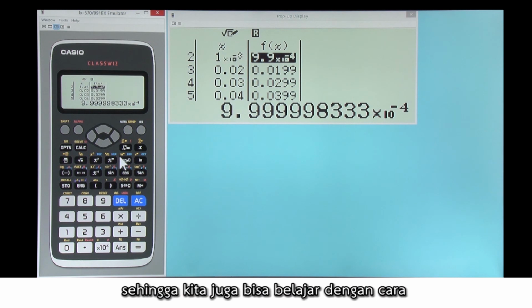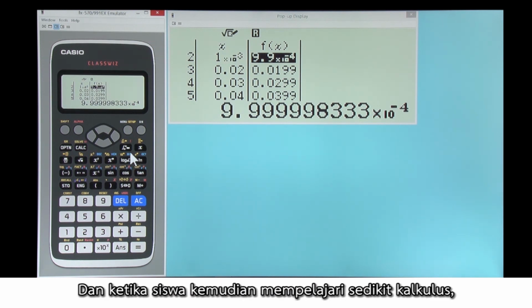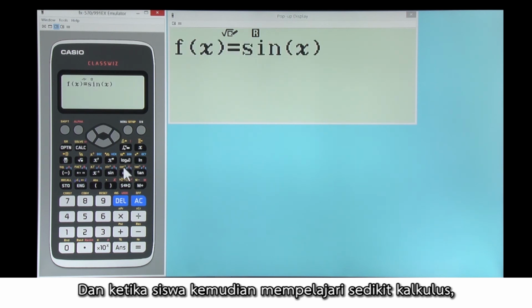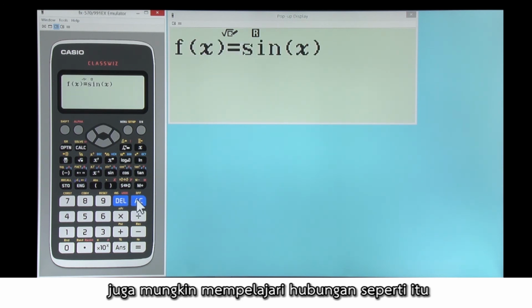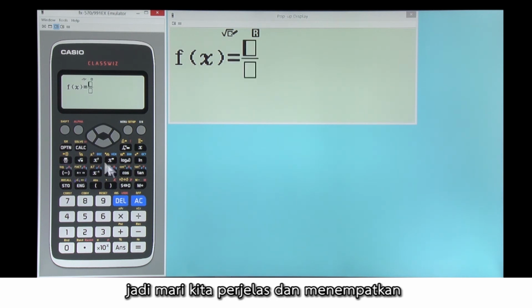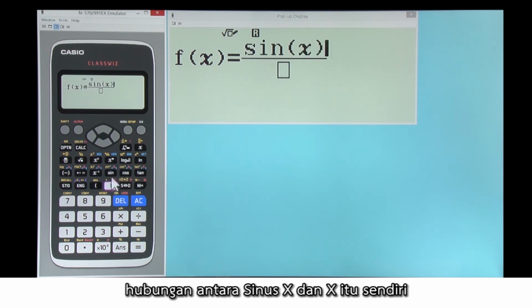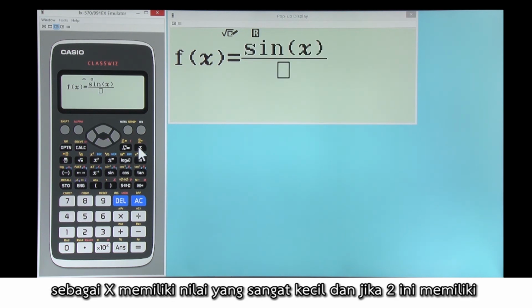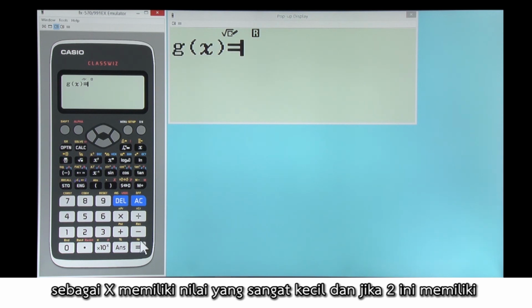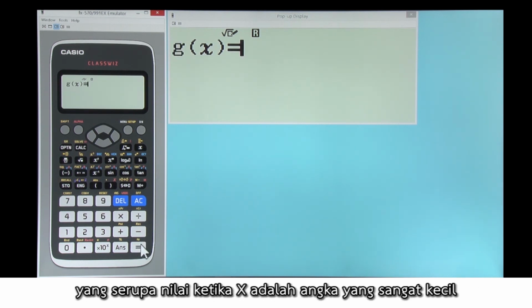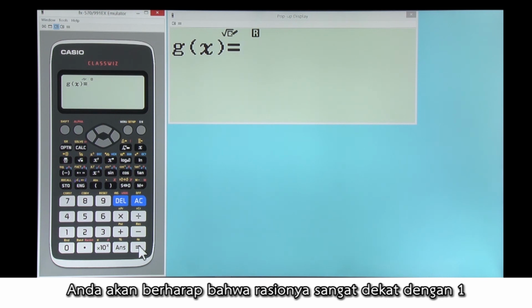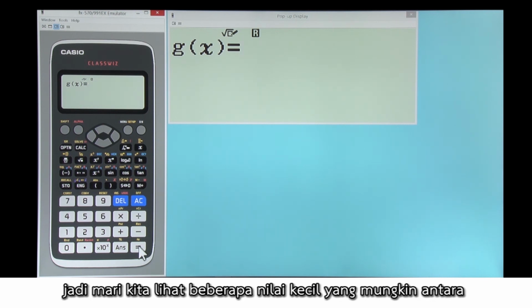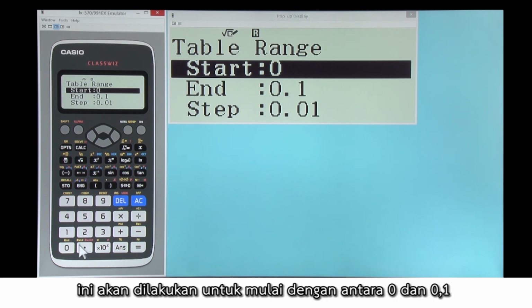So we could also study in the same way the relationship between sine x and x. And when students study calculus a bit later on, they might study such a relationship. So let's clear that and put in the relationship between the sine of x and x itself, as x has a very small value. If these two have similar values when x is a very small number, you'd expect that the ratio is very close to 1. So let's have a look at some small values, maybe between 0 and 0.1.